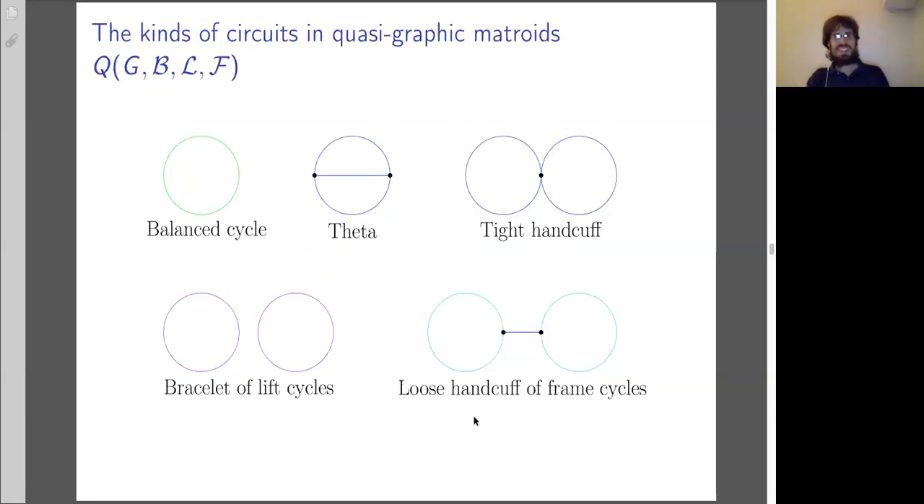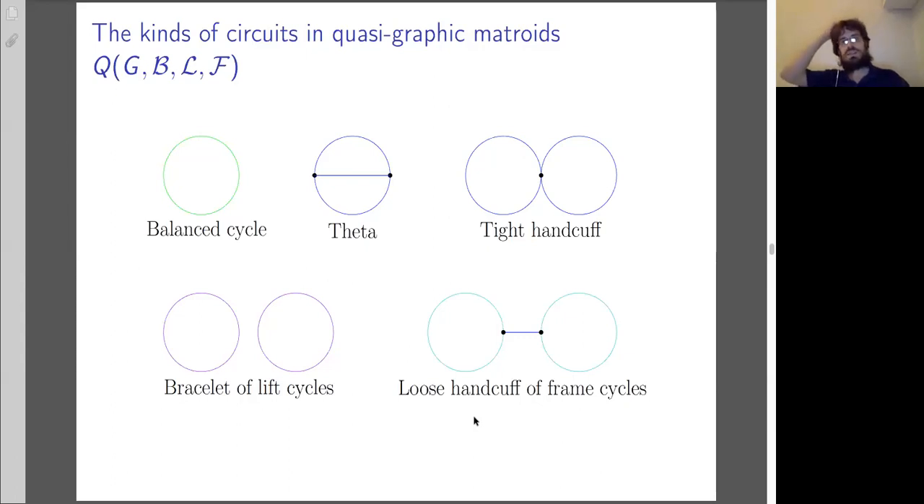Okay, so once again, since this is one of the central things that I want you to take away from this talk, you can build quasi-graphic matroids according to this recipe. You just take some proper tripartition and you take the edge sets of these kinds of substructures.